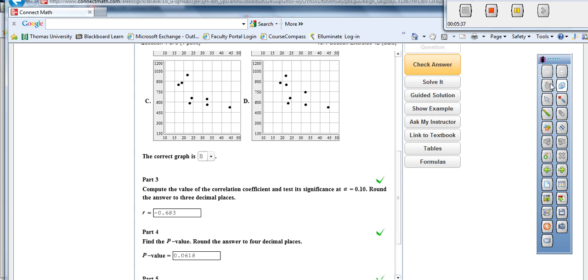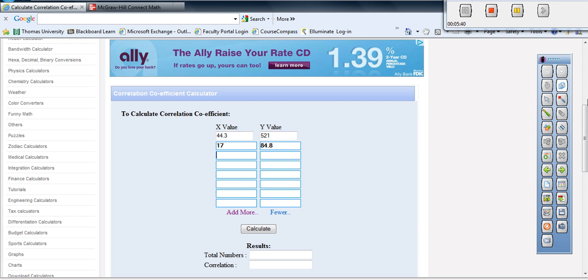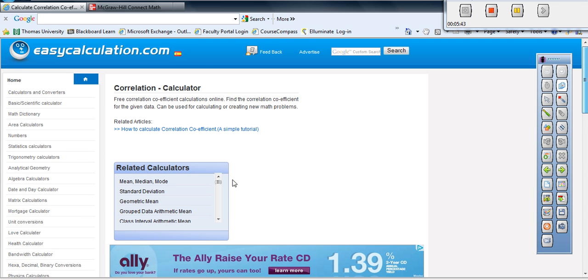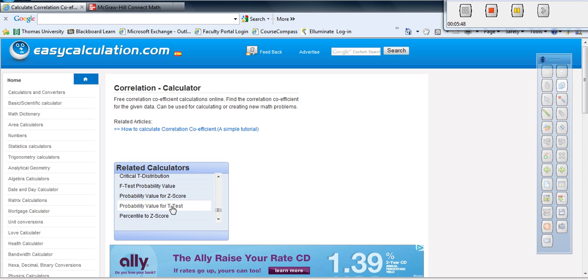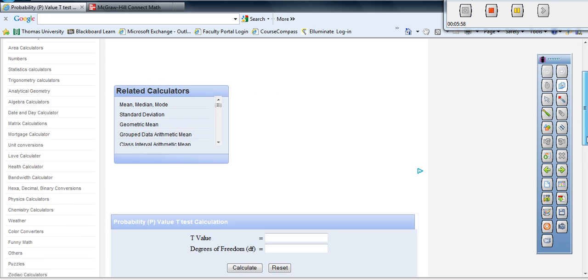So let's go ahead and go back to Easy Calculator so you can kind of see what we're going to do. In Easy Calculator, there's actually a calculator called probability value for the t-test, which is the p-value. So click on that guy. Once again, that link is provided in the suggested homework.